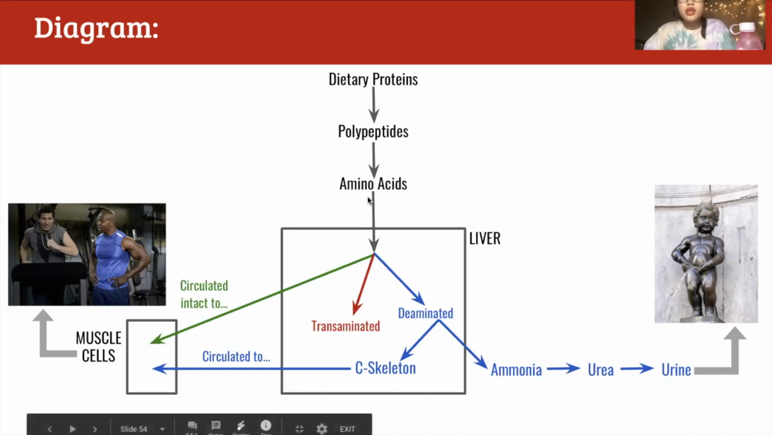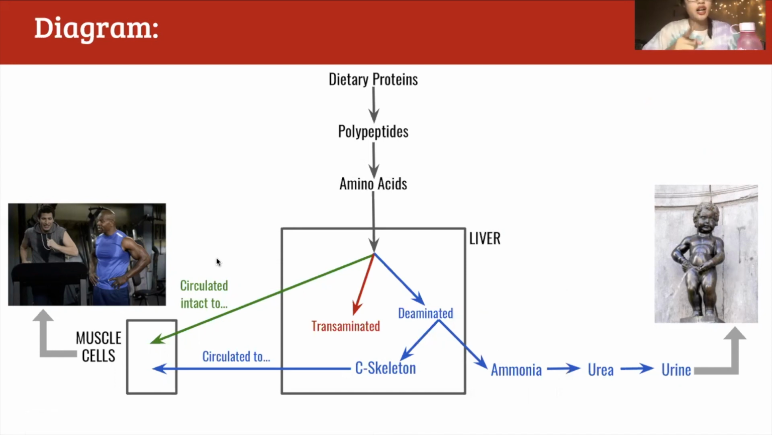And some amino acids may be deaminated. So that's the split between the C skeleton and the ammonia. Ammonia becomes urea. Urea becomes urine. Urine is happening here. There we go.